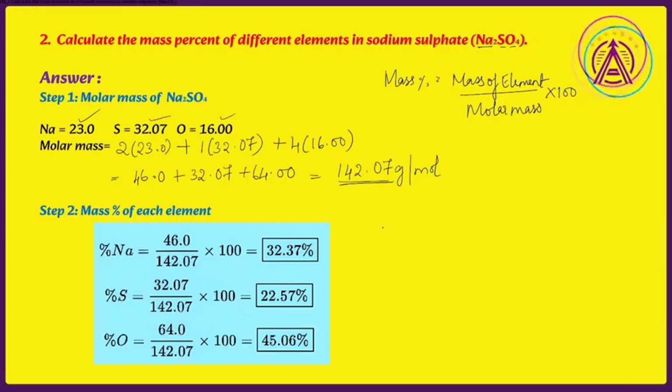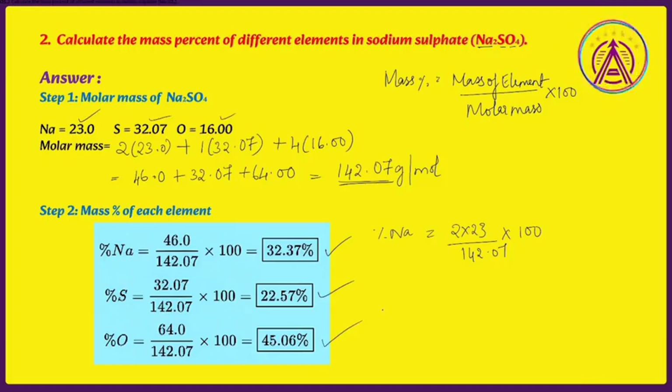So mass percentage of sodium, since we have 2 sodium atoms, that is the reason why I do 2 into 23 divided by molar mass 142.07 into 100. So 46 by 142.07 into 100 is nothing but 32.37%. Similarly, only one sulfur is there, so I get 32.07 divided by 142.07 into 100, which is 22.57%. And for oxygen, since 4 oxygens are there, 4 into 16 is 64. 64.0 divided by 142.07 into 100, which is 45.06%.